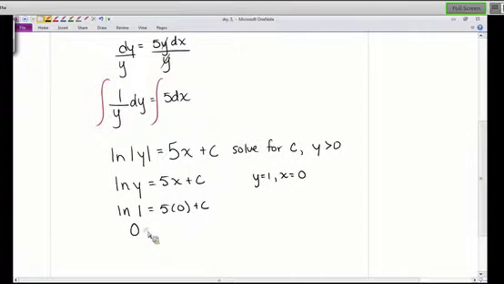Well, ln of 1 is 0. 5 times 0 is 0. Therefore, c is equal to 0. Keep in mind what the problem is asking you. The problem is asking you to solve for y. So because we know that c is equal to 0, we are now able to solve our equation for y.